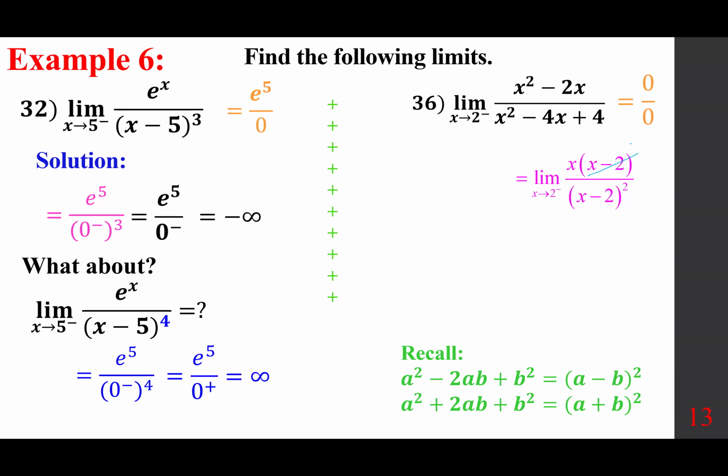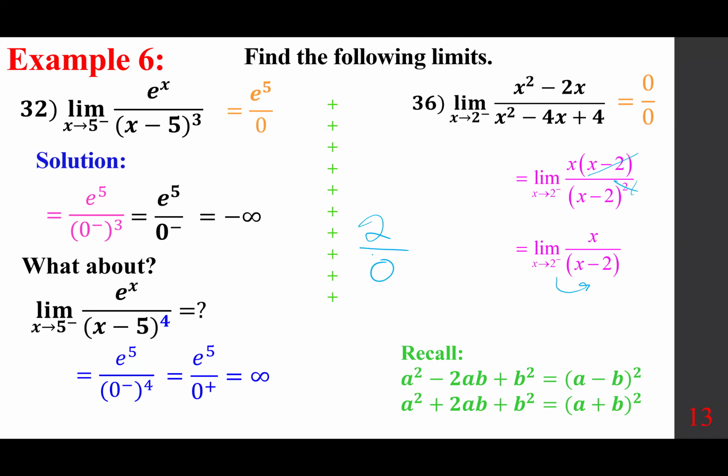We can drop the exponent from the bottom and x minus 2 from the top. And now if I plug in 2, I get 2 over 0. Same situation. The top is some number. The bottom is 0. And therefore, it's going to go to infinity or negative infinity. We don't know yet. We have to figure it out.